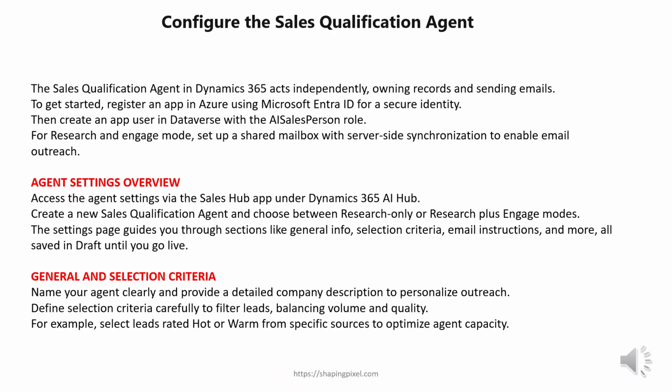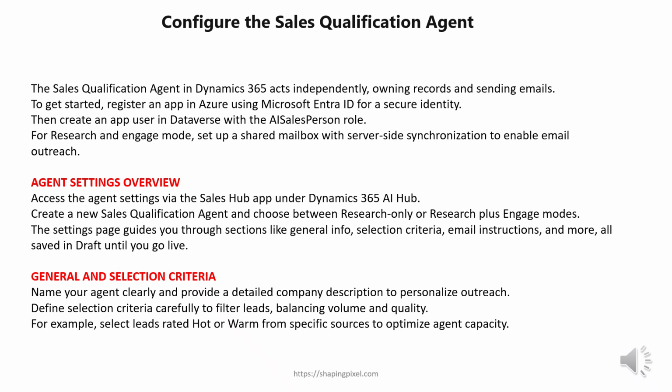The Sales Qualification Agent in Dynamics 365 acts independently, owning records and sending emails. To get started, register an app in Azure using Microsoft Entra ID for a secure identity. Then create an app user in Dataverse with the AI salesperson role. For research and engage mode, set up a shared mailbox with server-side synchronization to enable email outreach.